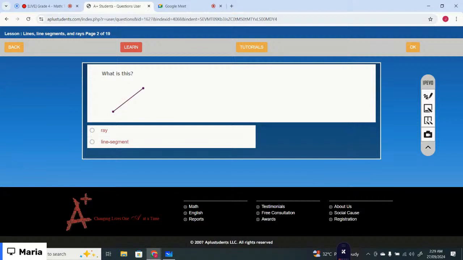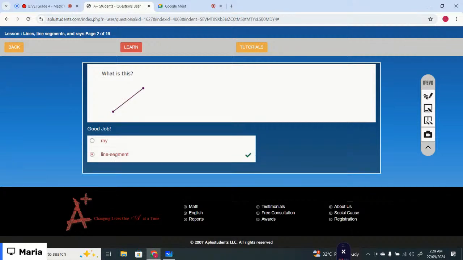Scroll down. What is this? Ray or line segment? Which is the correct option? That's a line segment, right? It has two endpoints, so that is a line segment. Option number two is the correct option.